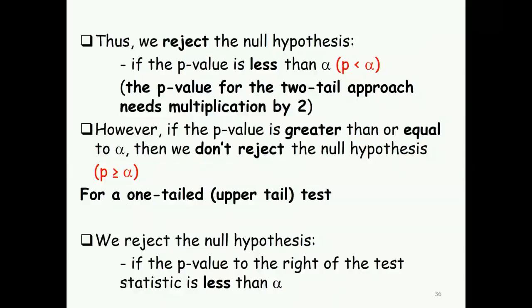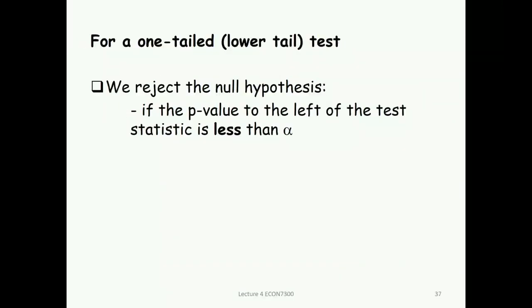However, if the p-value is greater than or equal to alpha, you don't reject the null hypothesis. The same thing in a one-tail upper, p-value less than alpha, you reject. The same thing in the case of lower tail, p-value less than alpha, you reject. P-value greater or equal to alpha, you don't reject. Always p-value must be less than alpha.